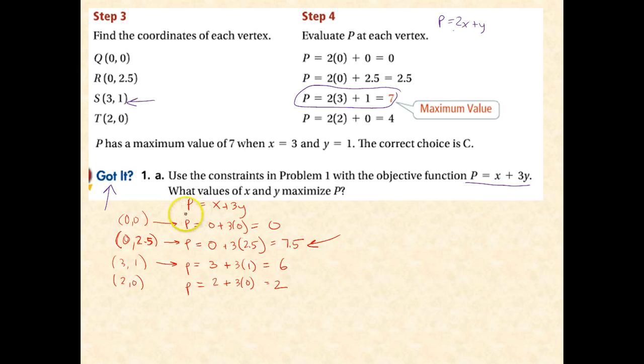Depending on what the objective function is, a different point might be closer to the origin than it would be for a different objective function. So it's not going to be the same point every time. Given your objective function, you need to check all the points to see which one gives you the maximum.